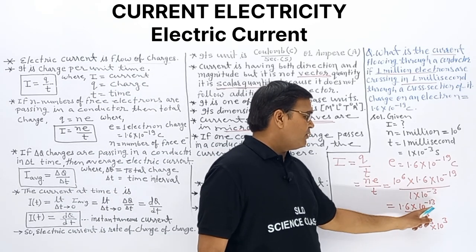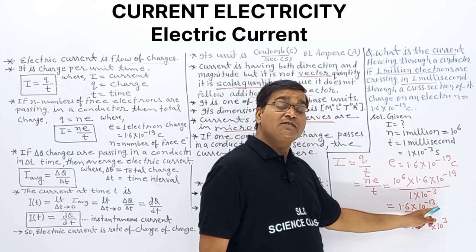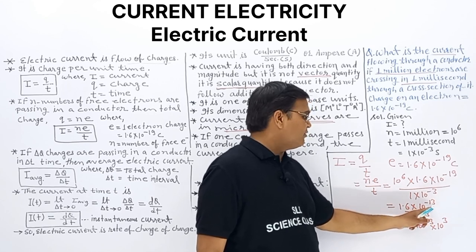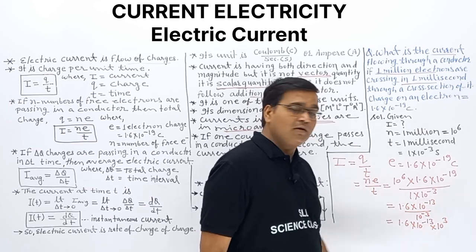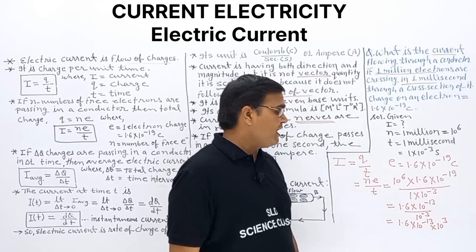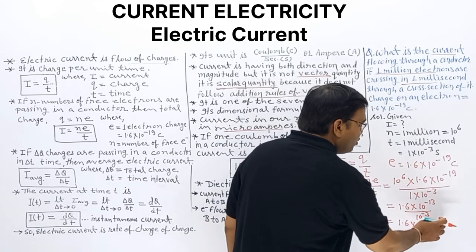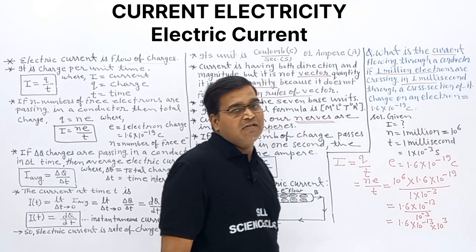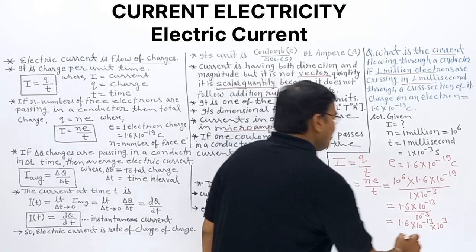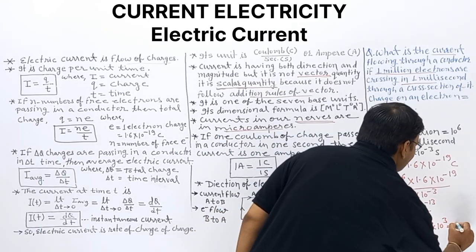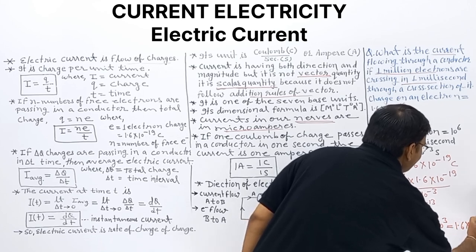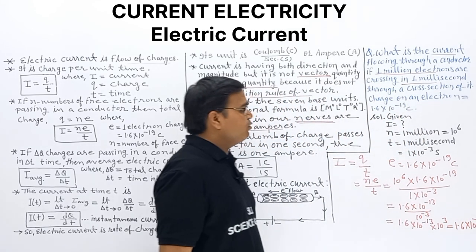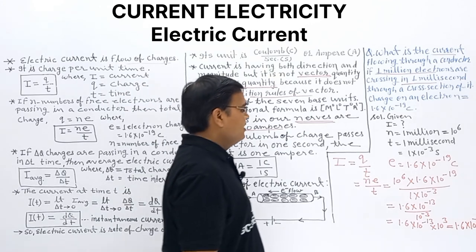So once we bring this one towards the numerator, then what are we getting? This negative will be positive. Now the base is equal in the multiplication, so we will add the power. When we add both, minus 13 plus 3 will be what? Minus 10. So what we are getting is 1.6 into 10 to the power minus 10.